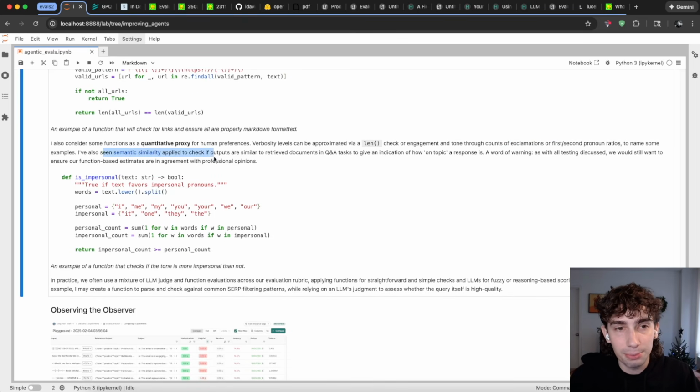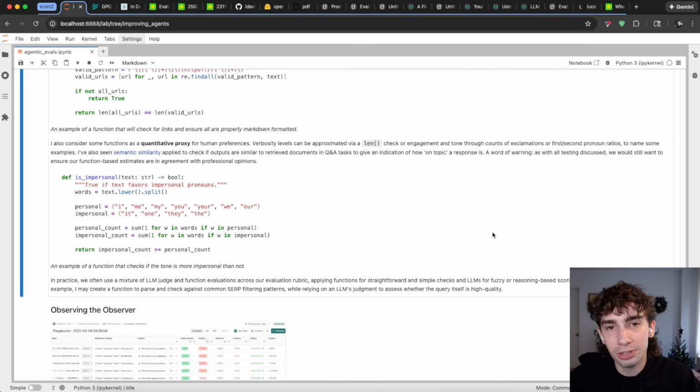I've also seen semantic similarity via embedding based similarity calculations be applied, mostly to check if things like your output to a question, the answer is relevant back to the question, or more commonly, if the output is relevant to something that has been retrieved from a RAG system. This may give an indication of how on topic a response is.